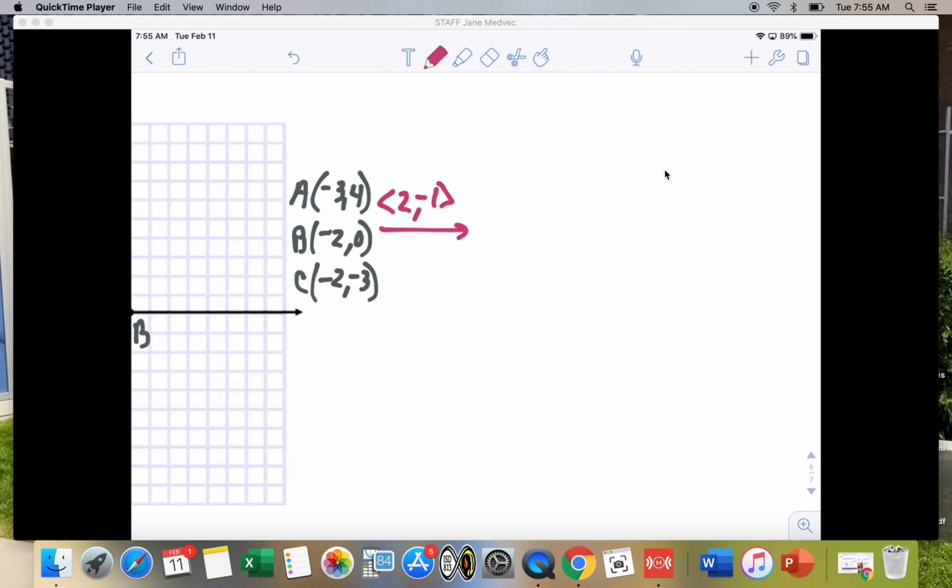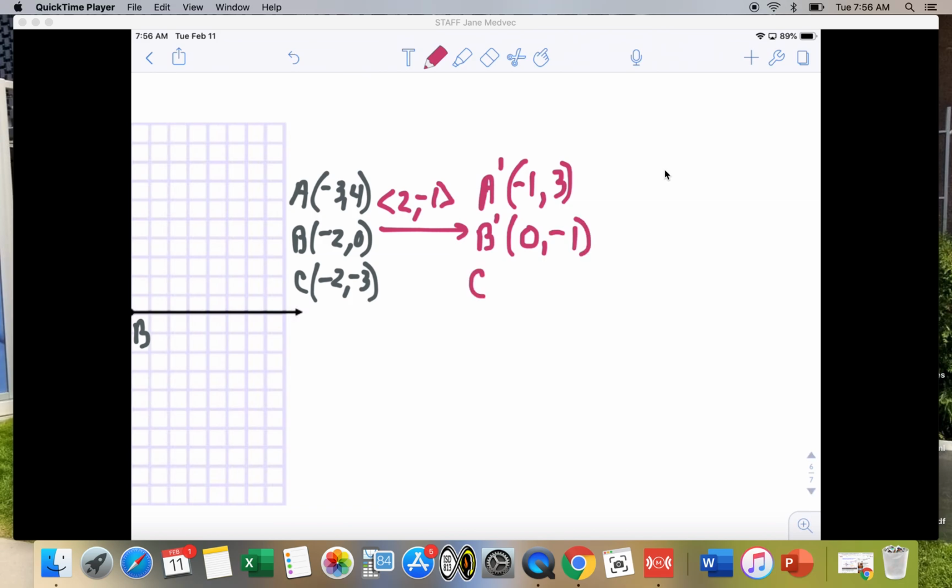And I'm just going to go ahead and do my ordered pairs. So I've got A prime. I'm going to take the -3 and I'm going to add 2. So I end up with -1. And then 4 and subtract 1, and that gives me 3. Then I'm going to do B prime. I'm going to take the -2, I'm going to add 2, and I get 0. And then I take 0 and subtract 1, and I get -1.